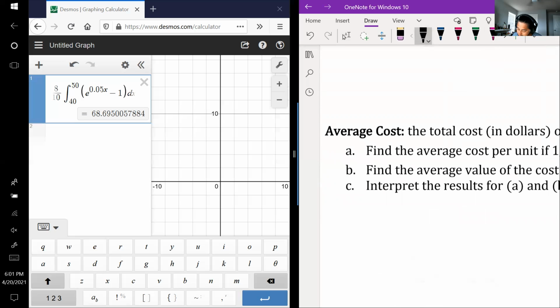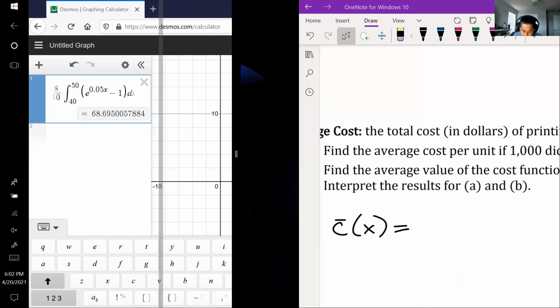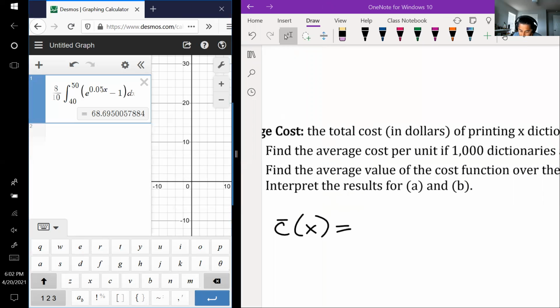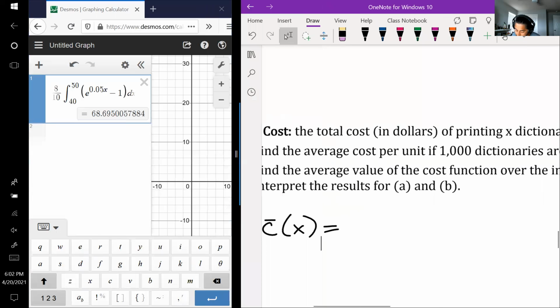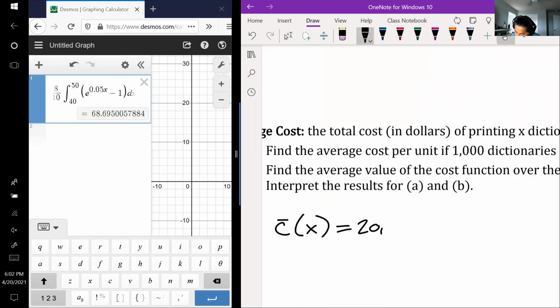So step A, we're going to find the average cost function, which is given by C bar of X. And that's going to equal our cost function, which is 20,000 plus 10X, all over X. There's average cost. Now all we have to do is plug in 1,000.